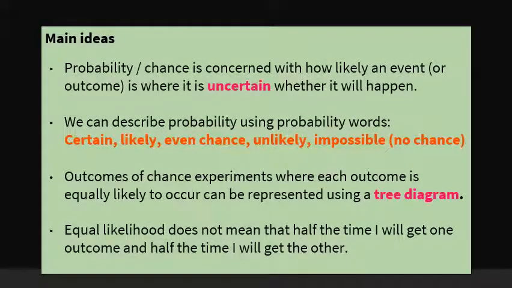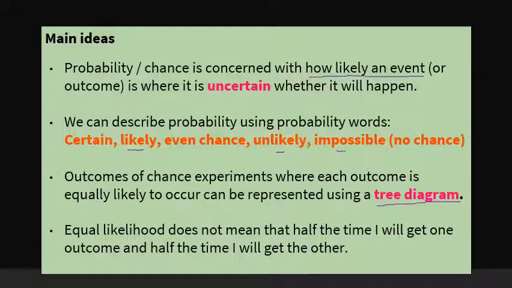So our main ideas from today's lesson: probability and chance is concerned with how likely an event or an outcome is, where it's uncertain whether it will happen or how likely it is it will happen. So it's all about uncertainty and likelihood. We can describe probability using probability words, which you would have used before: certain, likely, even chance, unlikely, and impossible, or no chance. Outcomes of chance experiments where each outcome is equally likely to occur can be represented using a tree diagram, which we just did with the red and black experiment.